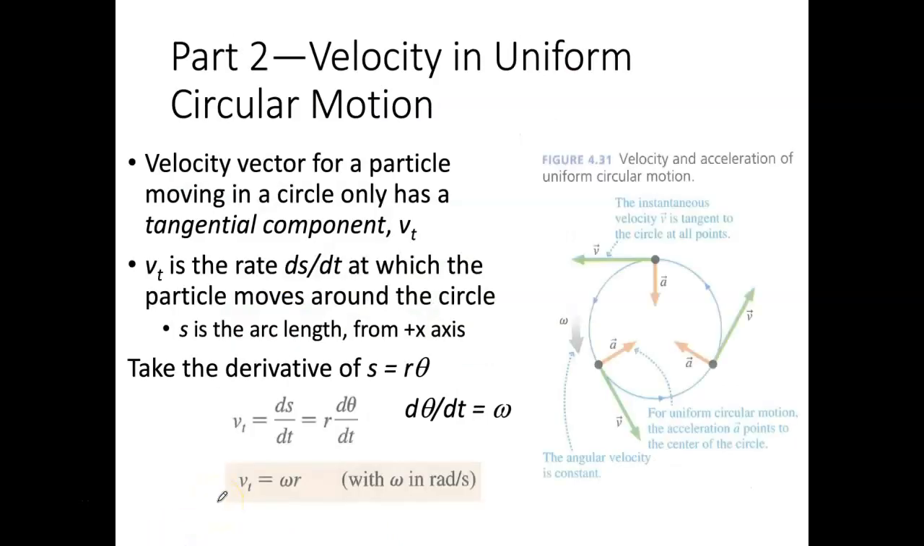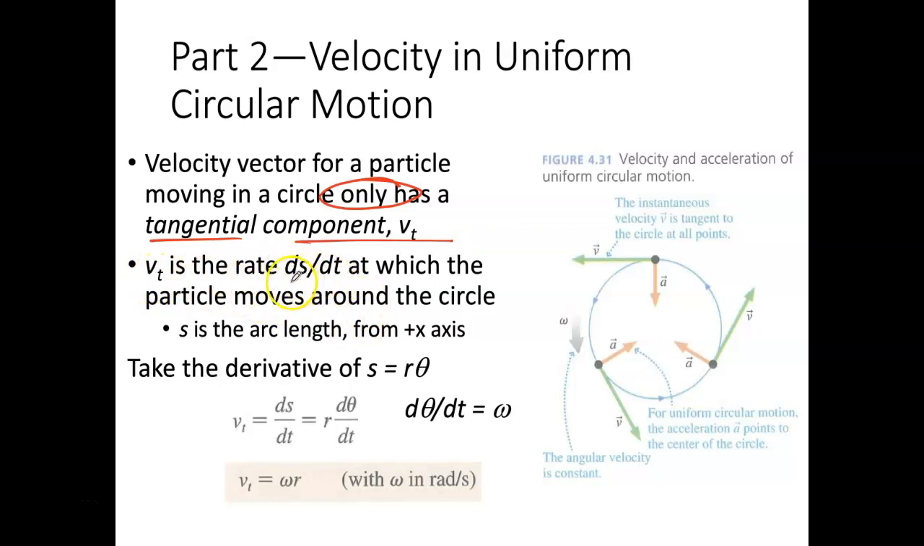This is part 2, and this is velocity and uniform circular motion. The velocity vector of a particle moving in a circle only has a tangential component.